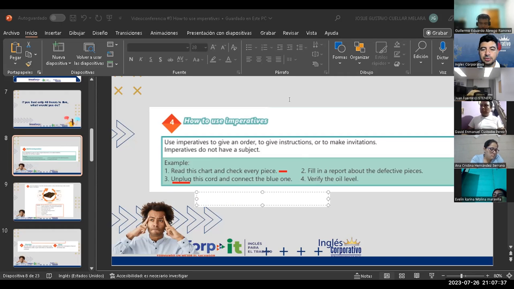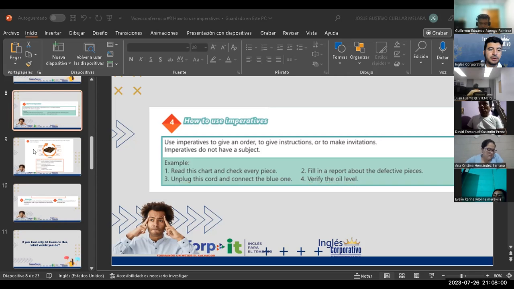Yeah, number two, I'm sorry. Fill in a report about the defective piece. Thank you. And here we have number four. Verify the oil level. This is important, especially in cars, right? Yeah, very important. So in this case, it is like orders.